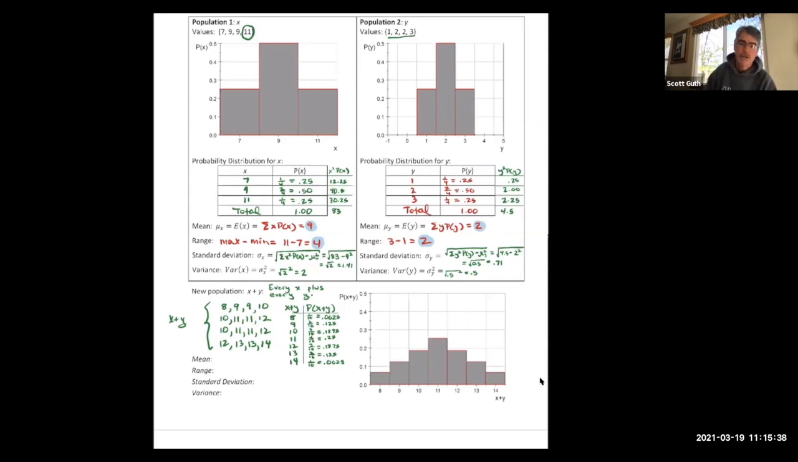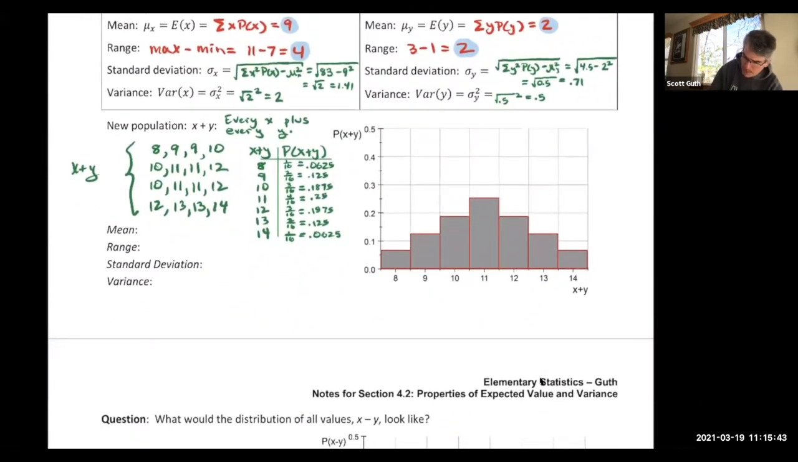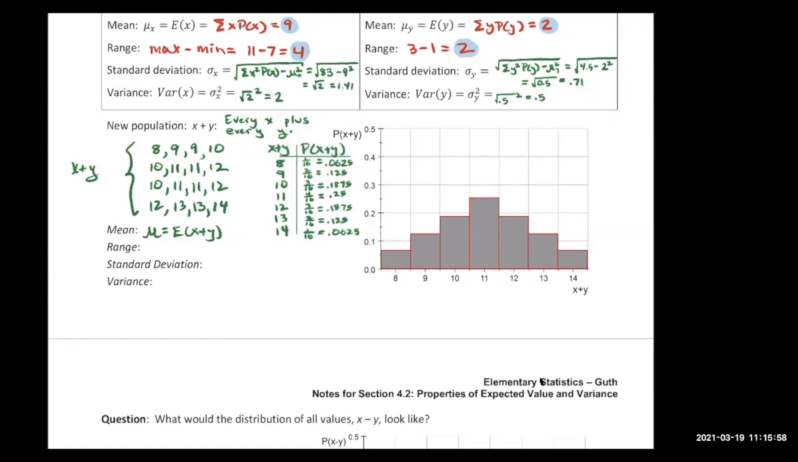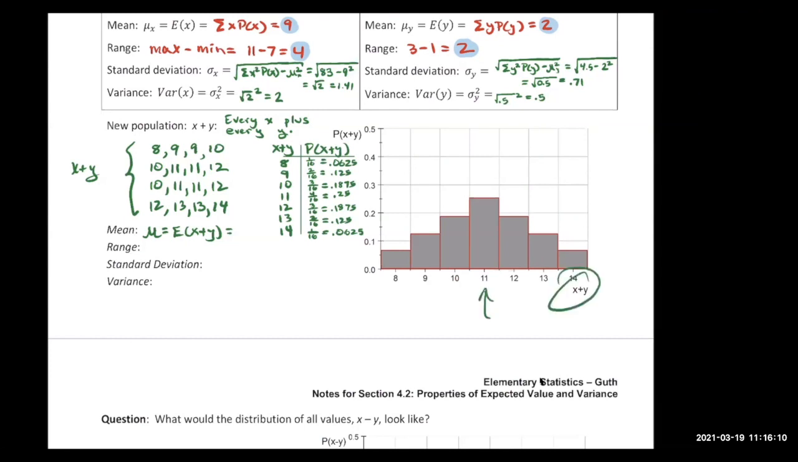Okay. Now, I think you can see the mean here. So real quickly, what's the mean? This is mu, the mean, which is the expected value of the variable, which is called x plus y. Now look at the center of the distribution and tell me what x plus y is in the middle on the graph. Yeah, so the mean's 11 here.